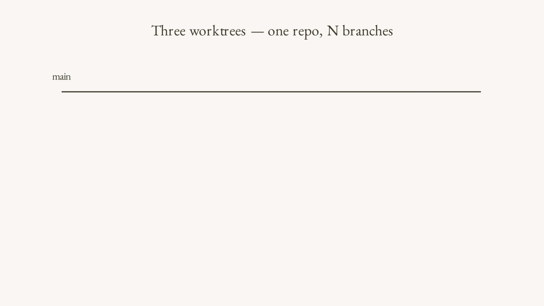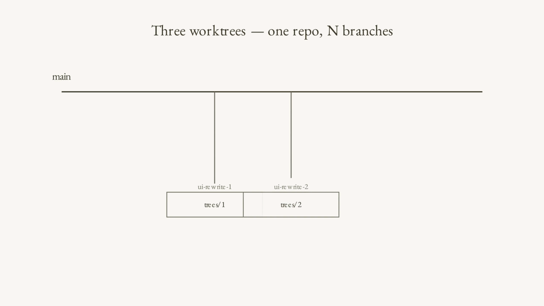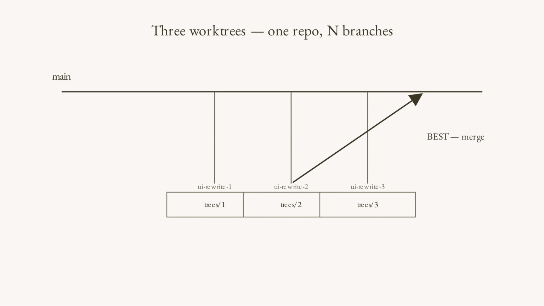A Git worktree is a separate working directory linked to the same repository but checked out to a different branch. You can have 3 worktrees, trees/uiwrite1, trees/uiwrite2, trees/uiwrite3, each a full independent copy of the codebase on its own branch, each able to run its own server on its own port. This is not a new feature. Git has had worktrees since 2015. The new part is running a Claude Code agent inside each one.